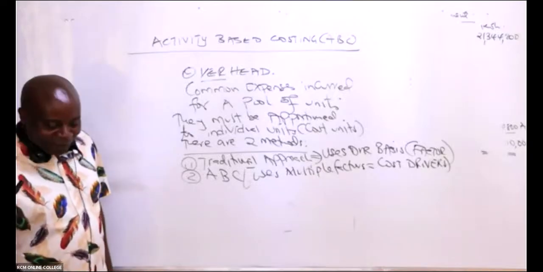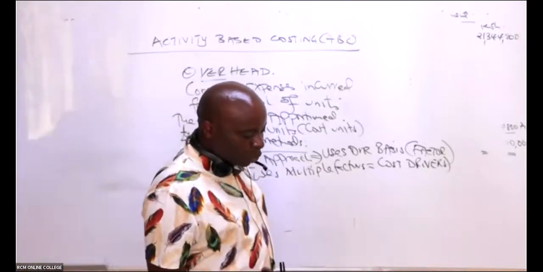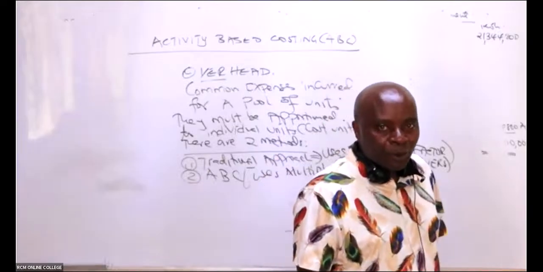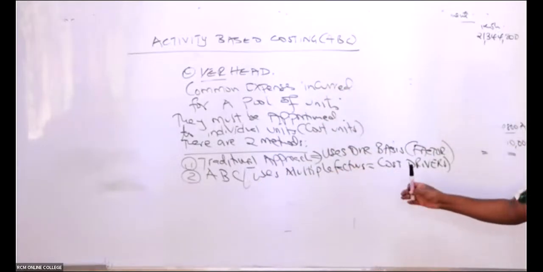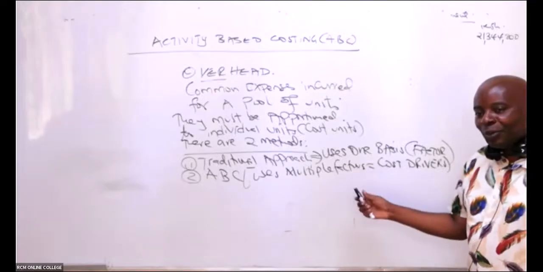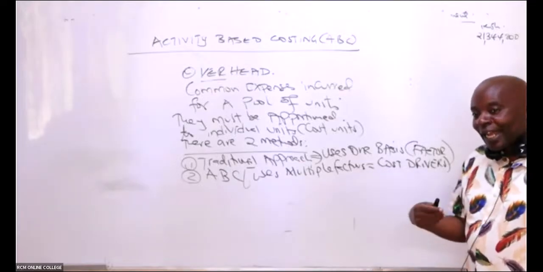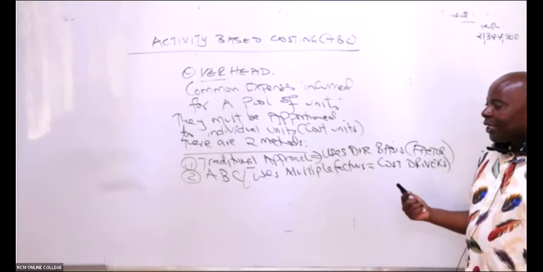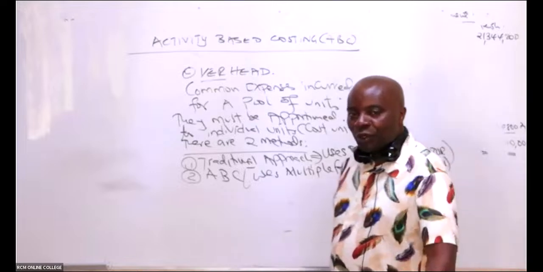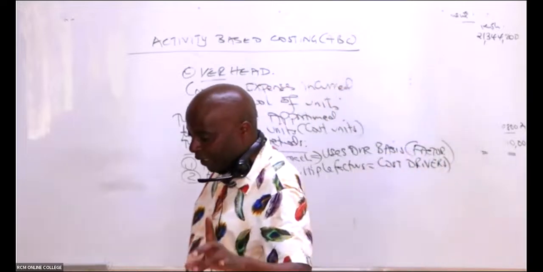So they will ask you the difference between the traditional absorption or apportionment approach vis-a-vis ABC. ABC makes use of what here? Multiple factors or multiple cost drivers, and that is why it is an accurate method of estimating costs. Whereas traditional method basically uses only one cost driver.